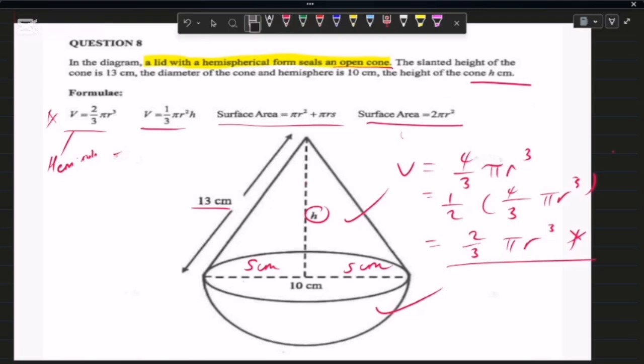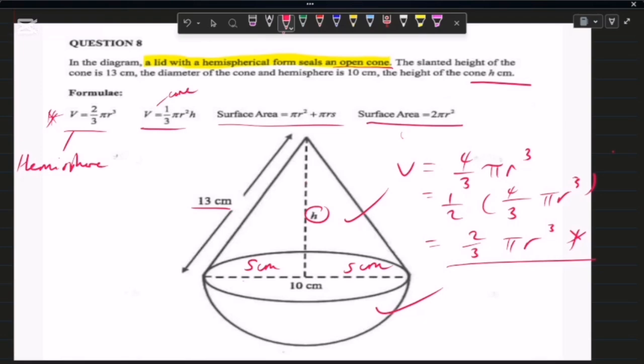We can write the whole word, hemisphere. So this is the volume of the hemisphere. If that is the volume of the hemisphere, by elimination, this is the volume of the cone.